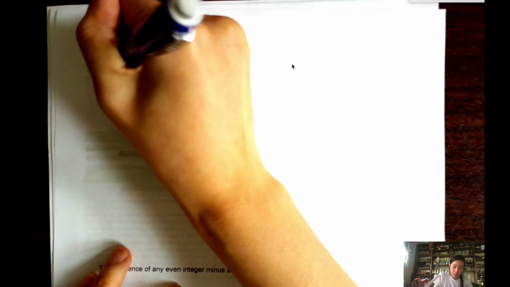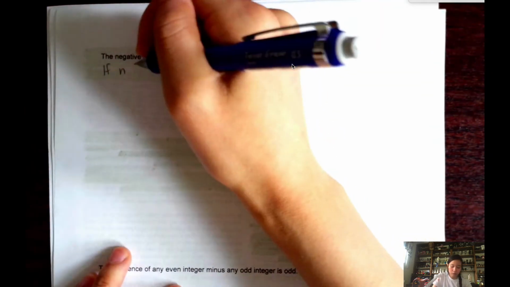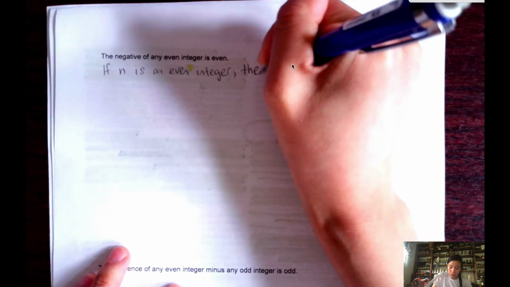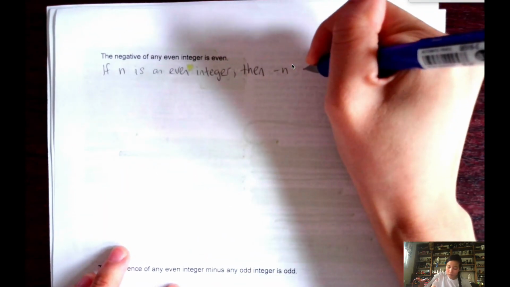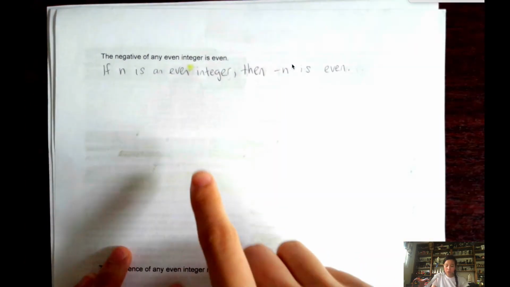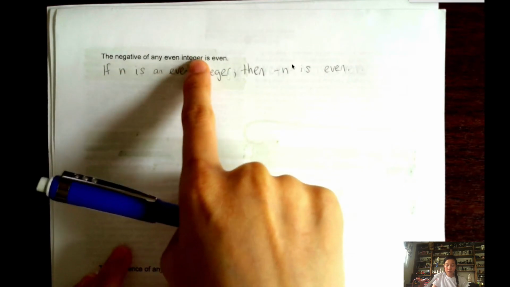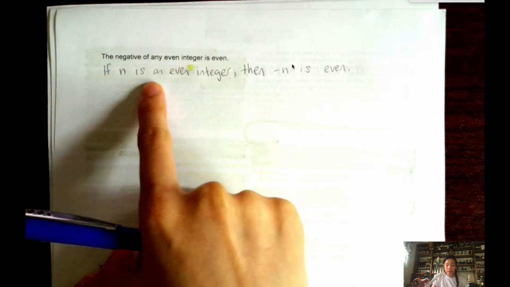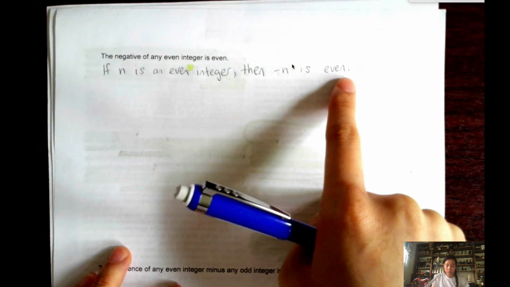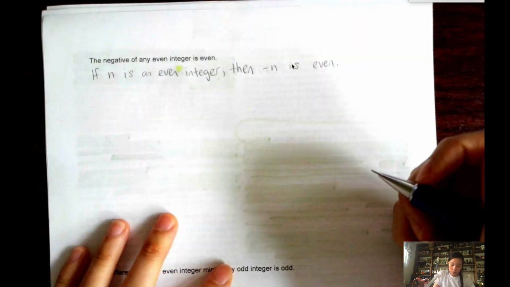So we could say, if n, we could use any letter as the variable, is an even integer, then negative n is even. The negative of any even integer is even. If n is an even integer, then negative n is even. Okay? So now, what we want to do is write the proof.